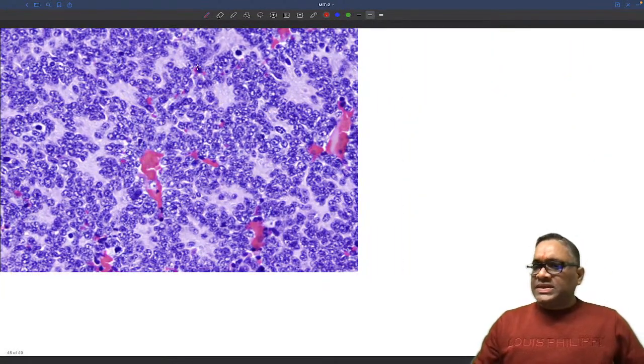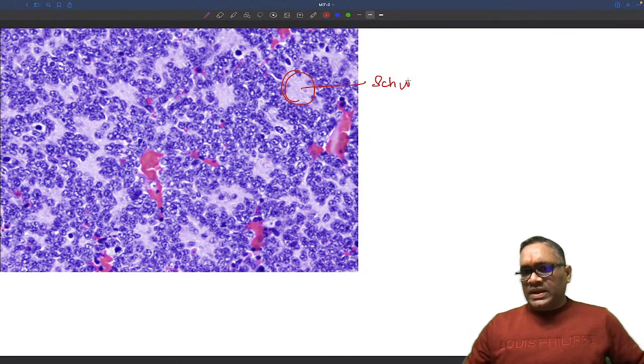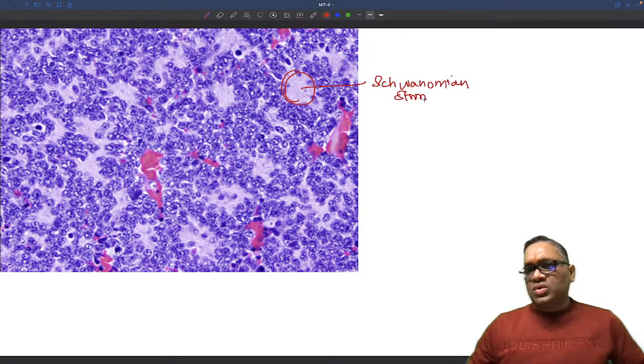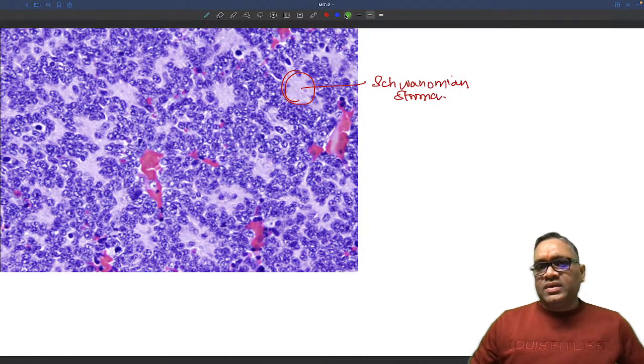Now look at this one, a similar picture, right? But what is the difference you can notice here? There is a central part where some schwannomian stroma, or some tissue, is present. These are the schwannomian stroma, right? And tumor cells are around them.